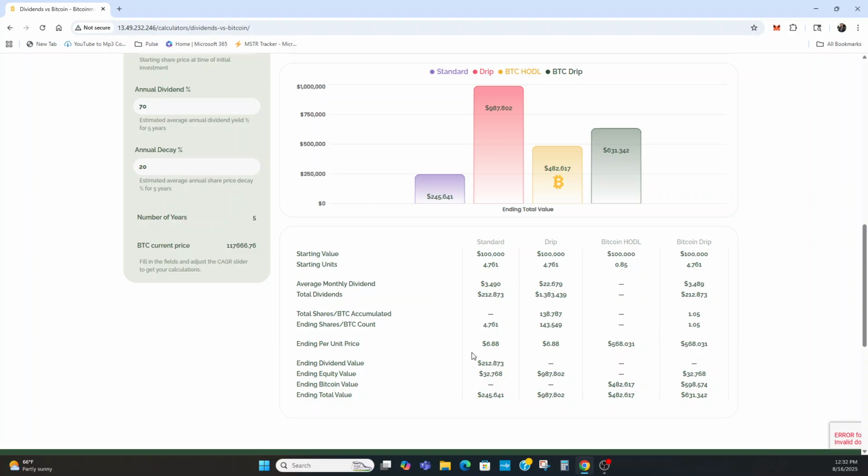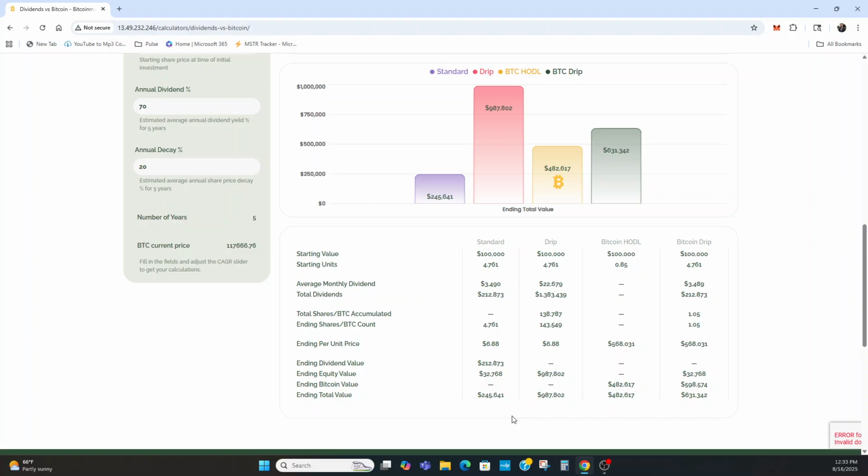So at the end of this 5-year term, because of the decay, our MSTY is worth under $7, right? Whereas in the Bitcoin HODL strategy, our spot Bitcoin is worth 568 in both scenarios. And then lastly, at the very end, what was the total amount of dividends that we received and held in cash? Standard scenario, it's just about 213 grand. Our actual MSTY is worth a little over 30, so our total position is worth 245.